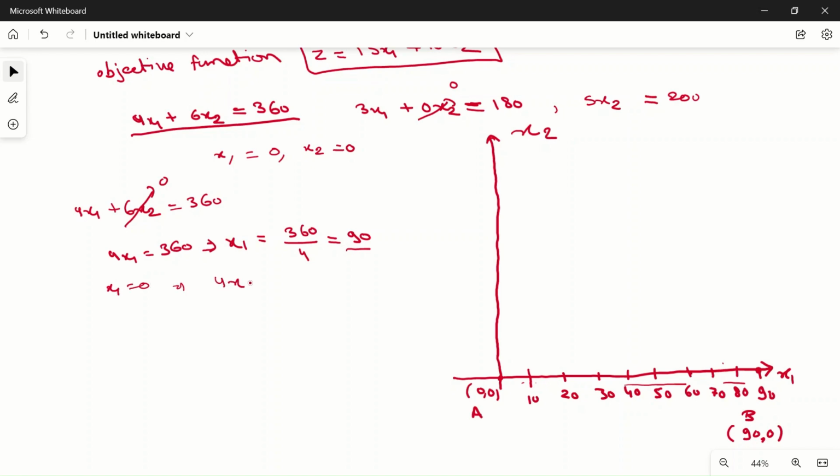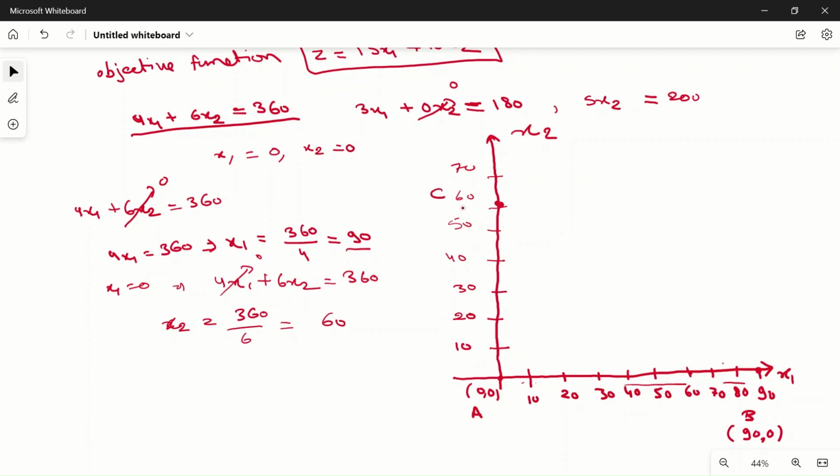So 4x1 plus 6x2 is equal to 360. So x1 is 0 at this axis, so x2 is 360 divided by 6, which is 60. Now here also we will draw the lines 10, 20, 30, 40, 50, 60, 70. So this line is crossing here at 0, 60. Suppose this is A, B, this is C, here it is 0, 60.